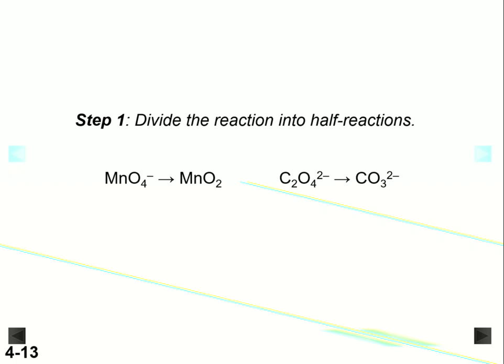So let's divide this into half reactions, and if we do this, we'll see that permanganate, MnO4 minus, goes to the manganese 4 oxide. So manganese is going from +7 to +4. And in the oxalate case, going to carbonate, we'll see that the carbon here has an oxidation number of +3, and it's going to a +4. So manganese is reduced, and the carbon is being oxidized.